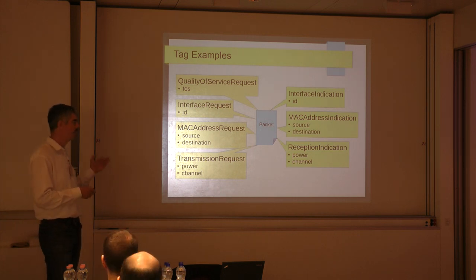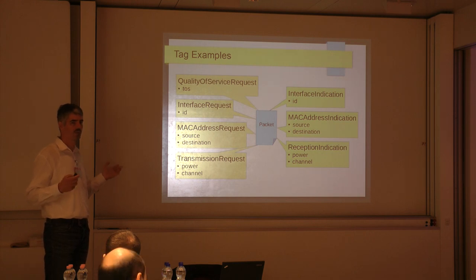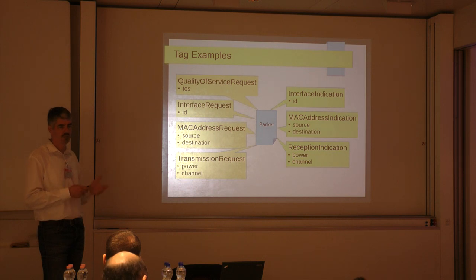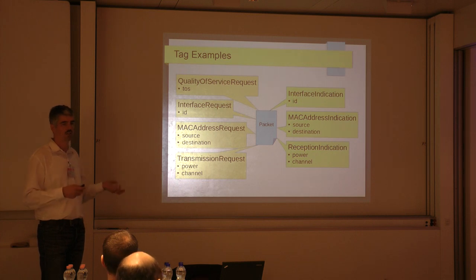And protocol components can delete, ignore, or update a tag if they want to. So this way, if you want to communicate the type of service from your application, you just put the tag there, and the lower layer protocol will get it. Or if you want to base your routing decision on the reception power, you get the information from the physical layer in the routing protocol. It's an easy way to do it.